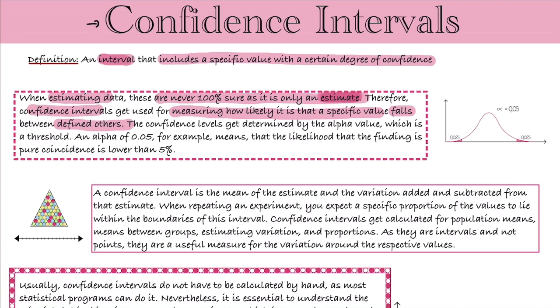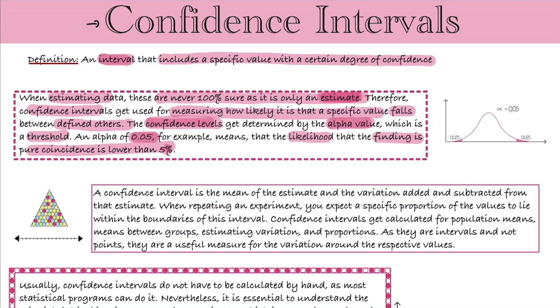And you determine your confidence level by the so-called alpha value, which is actually a threshold. So if you set your alpha to, for example, 0.05, this means that the likelihood of the fact that your finding is pure coincidence is lower than 5%.